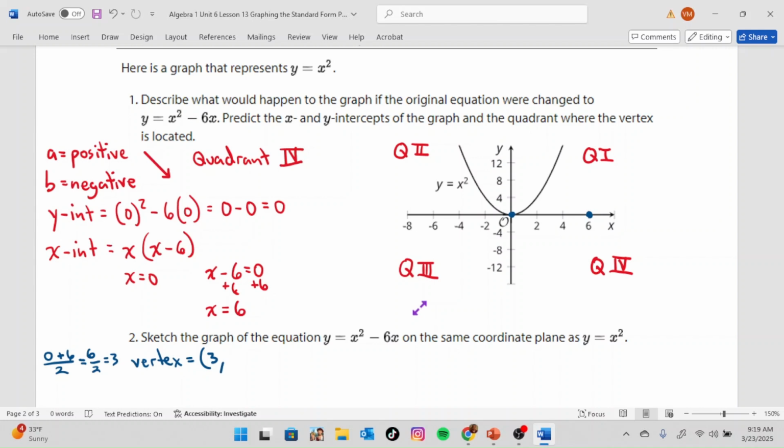If I want my y-coordinate, then I just substitute that 3 in. So that's 3 squared minus 6 times 3, which is 9 minus 18, which equals negative 9. So my vertex is at 3, negative 9. I come right 3, down 9. I put my point, and I draw my parabola that connects them.